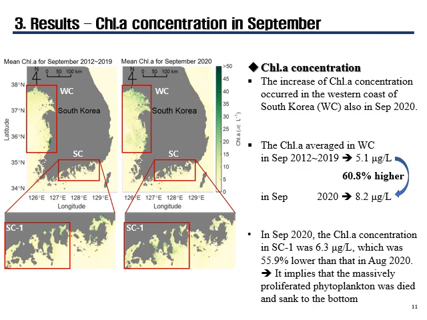And in SC, in the southern part, in September 2012, the chlorophyll concentration in SC1 was 6.3 microgram per liter, which was 55% lower than that in August 2012. It means that the massively proliferated phytoplankton died and sank to the bottom.